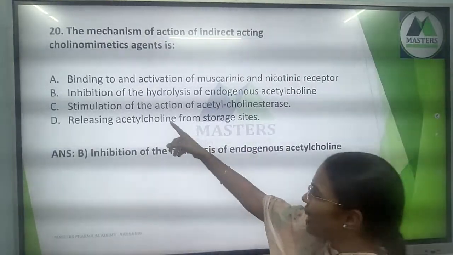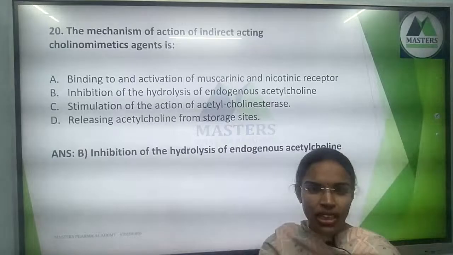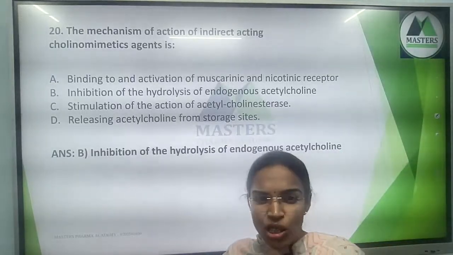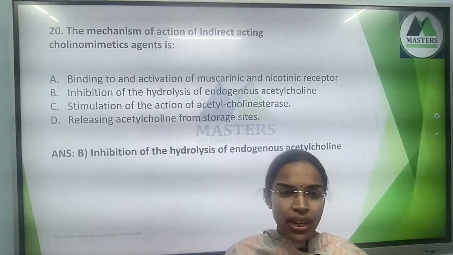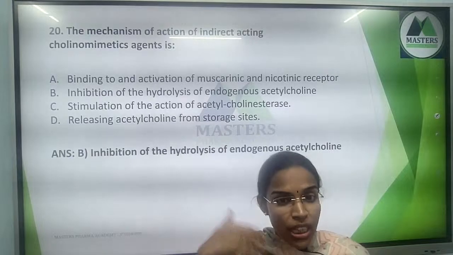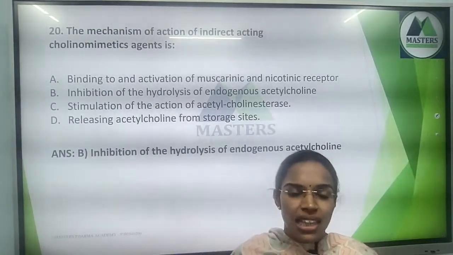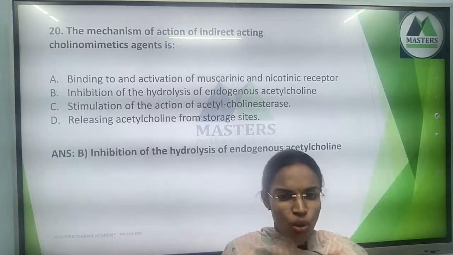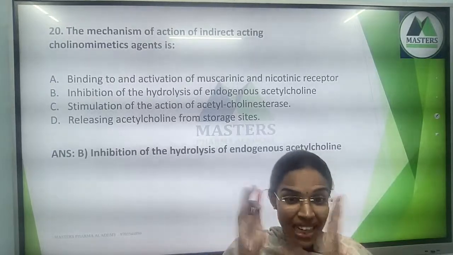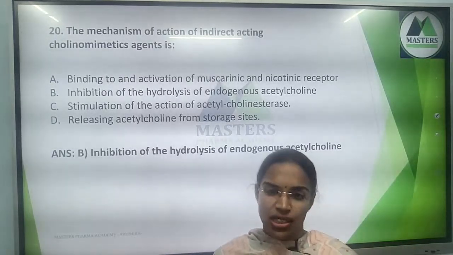So if the option is C, stimulation of action of acetylcholinesterase, that is caused not by cholinomimetics but by cholinolytics. Parasympatholytics stimulate acetylcholinesterase, so it causes hydrolysis. That is lytic action, not mimetic action.